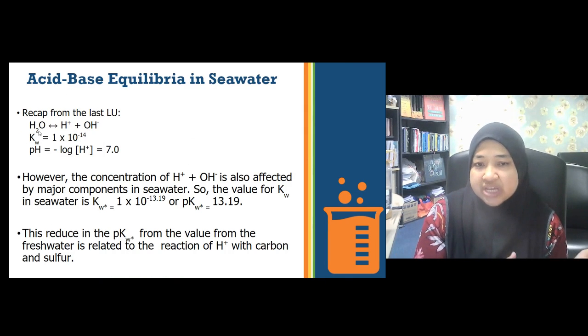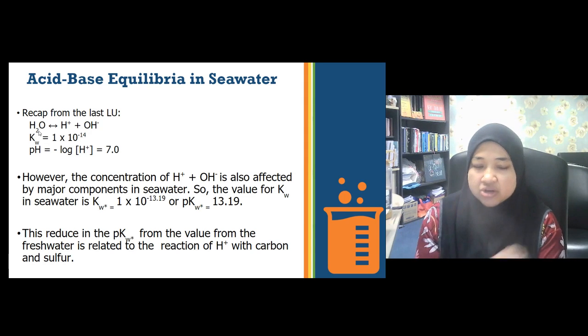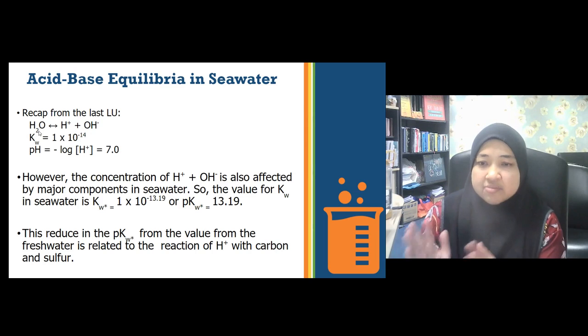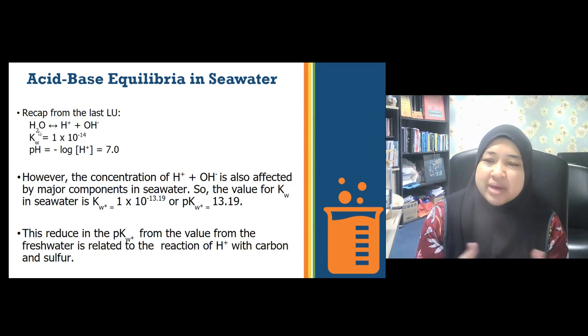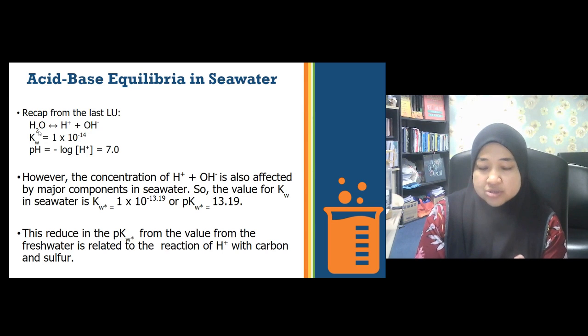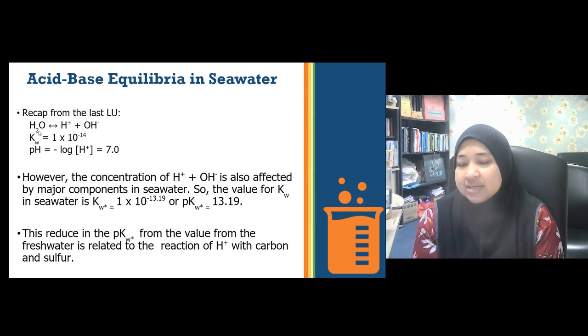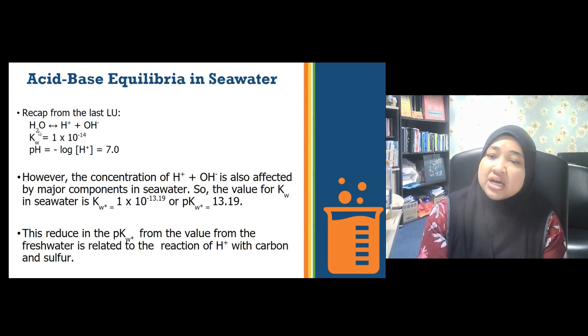Before we move further on application in the water system, let's recap from the last learning unit. Last week, we learned about auto-ionization of water. Water can ionize itself to become hydrogen ion and hydroxide ion, with Kw of 1 times 10 to the minus 14, and the pH for natural or fresh water is 7. However, the concentrations of hydrogen ion and hydroxide ion are also affected by major components in seawater. There are a lot of other seawater matrices that may influence the pH of seawater. Therefore, the value of Kw in seawater is adjusted to less than in natural water. Then the pKw is about 13.19, not 14.